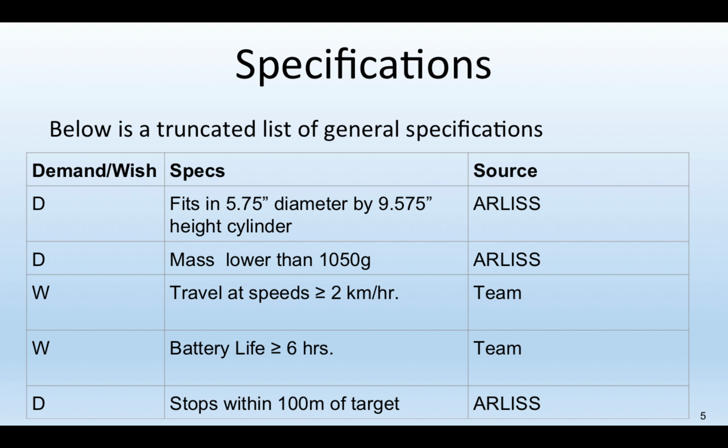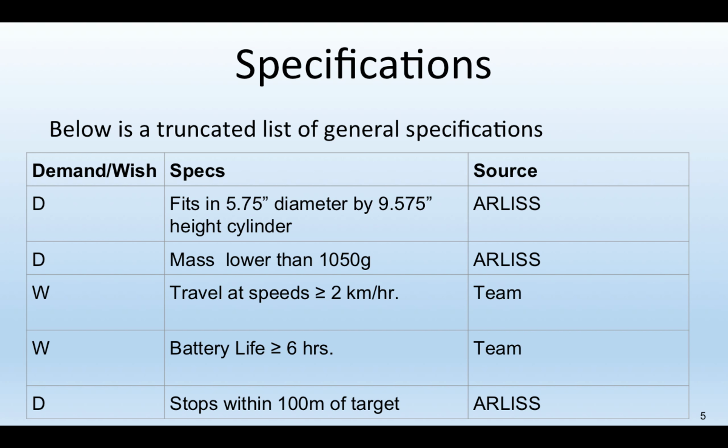The next two specifications are to travel at speeds greater than 2 kilometers an hour and have battery life longer than or equal to 6 hours. Now those come from our team itself, and those are wishes that we would like our device to accomplish. It's brought to our attention that due to wind conditions, this device may have to travel up to 10 kilometers, so those two specifications will easily give us 10 kilometers.